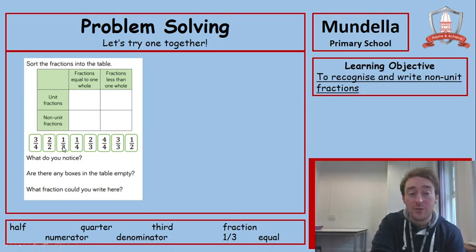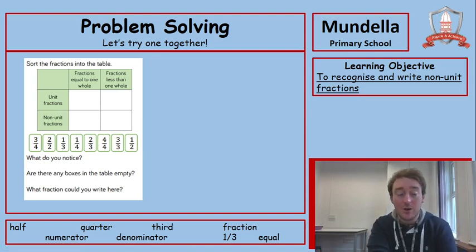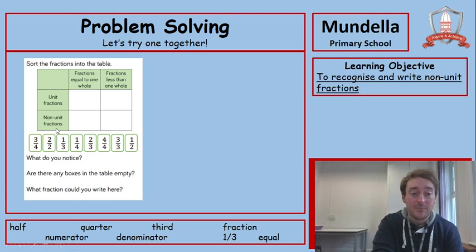1 over 3 or 1/3. Now that is a unit fraction because it's got 1 on top. So is that equal to 1 whole? No, it's only 1/3 of it, so it needs to go here. 1/4, again, a unit fraction, but it's less than a whole. 2 over 3, or 2/3, that's a non-unit fraction because it's more than 1. And that must mean, is it equal to a whole? No, it's less than that, so it must be here.